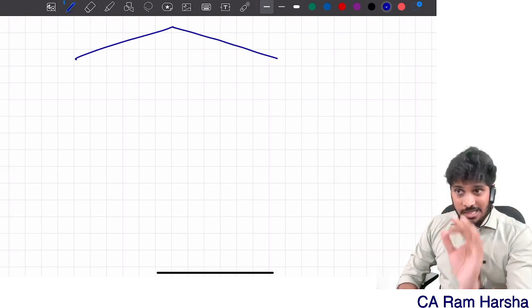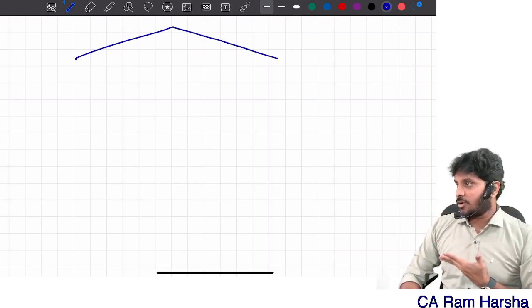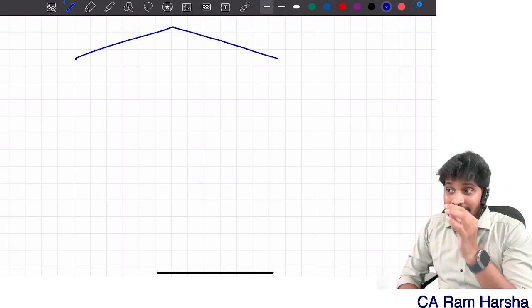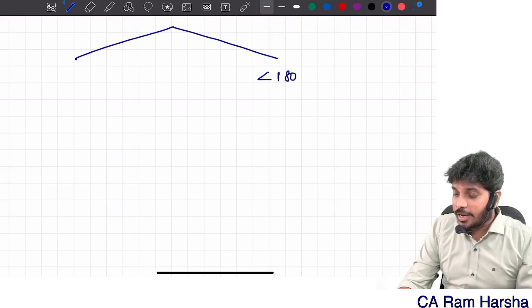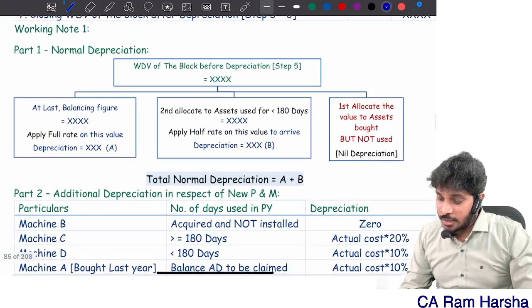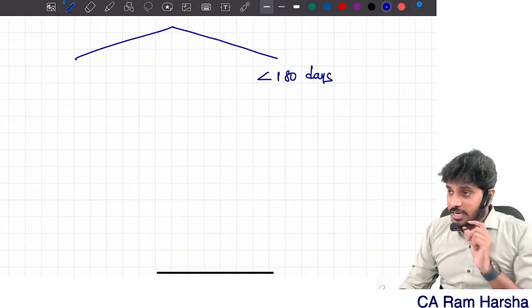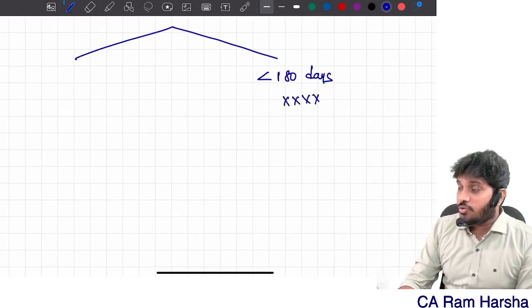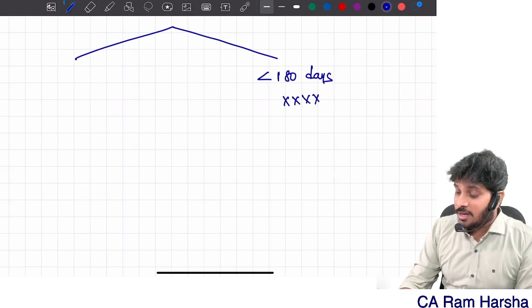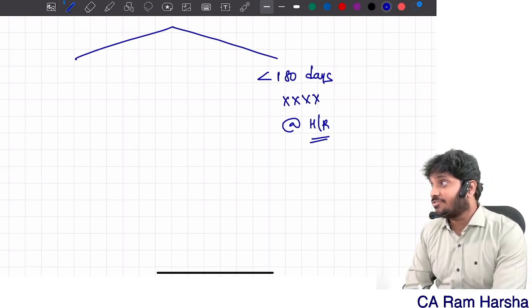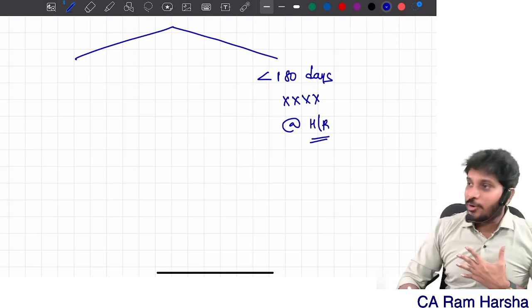But in this year, we purchased a machine or some asset. It's part of some block. But that asset is used for less than 180 days. How many days have I used it? Less than 180 days. Then on those assets, no value will be there, right? You will directly claim depreciation at half rate. Directly half rate.